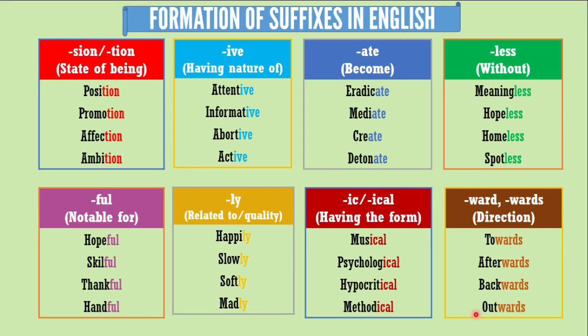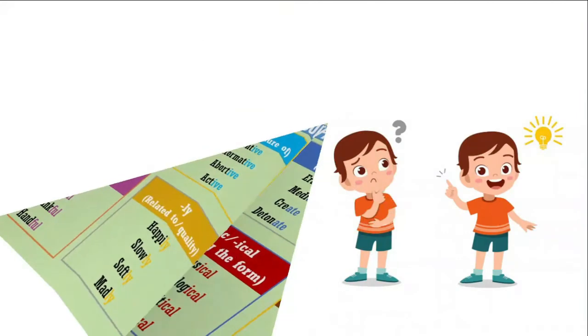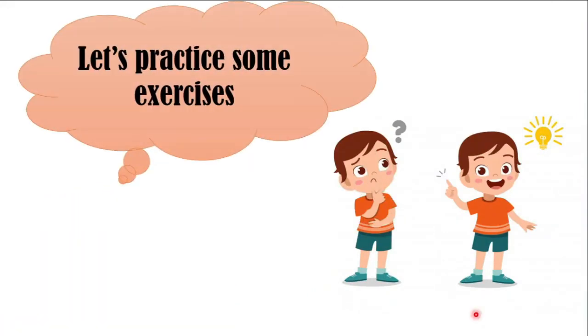Next time when you read English, start noticing which one is at the beginning of the word, which one is added at the end. Make note of them, and most importantly, use them. It is the only way you can remember them. So let's practice some exercise.